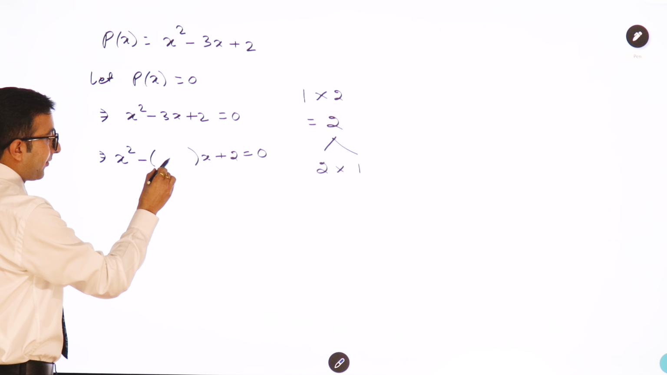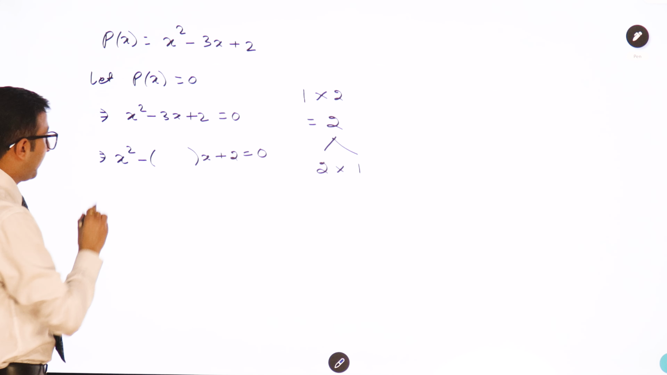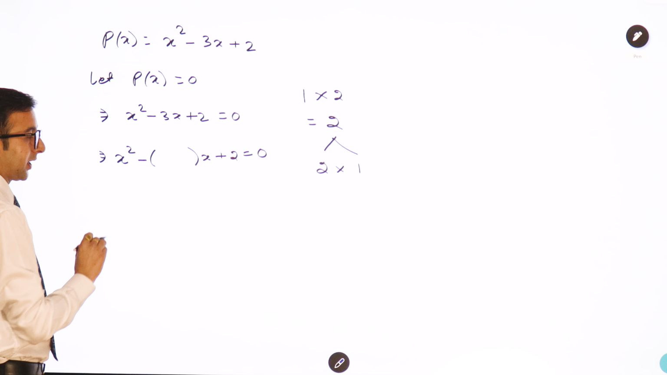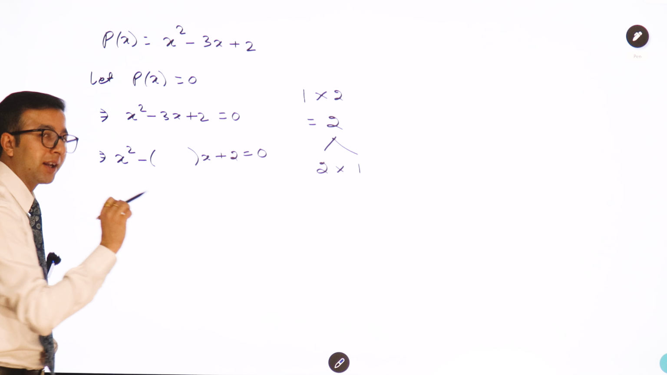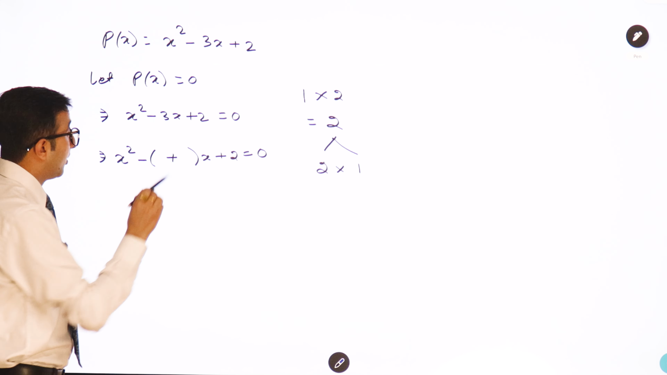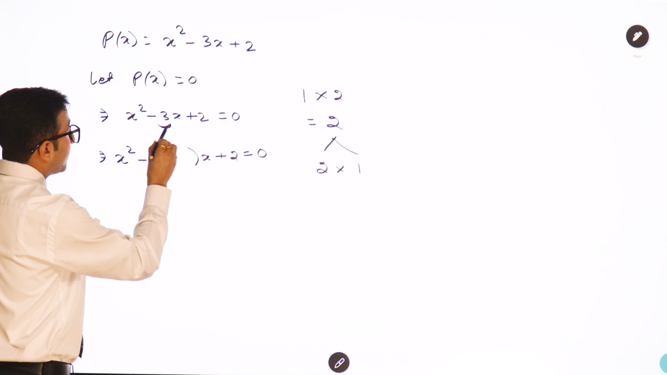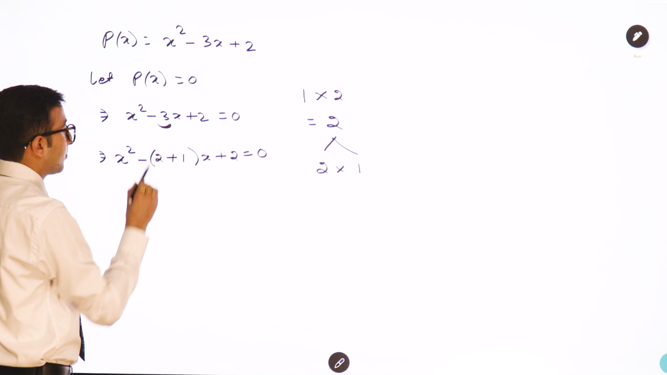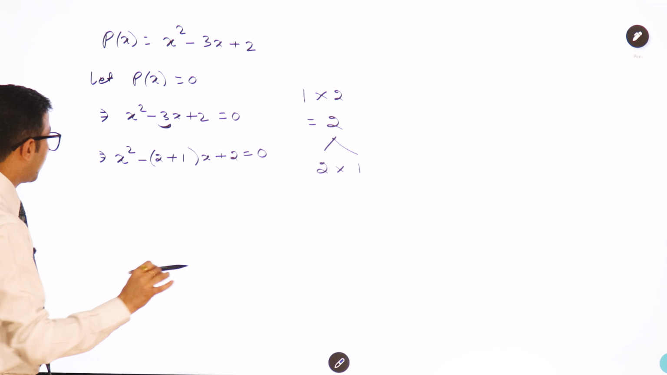Now which sign do we need to put here? For that confusion, the sign in the first term is plus, and at the end there is plus, so plus into plus gives us plus. So we can write 3 as 2 plus 1. Hope it is clear to you all.